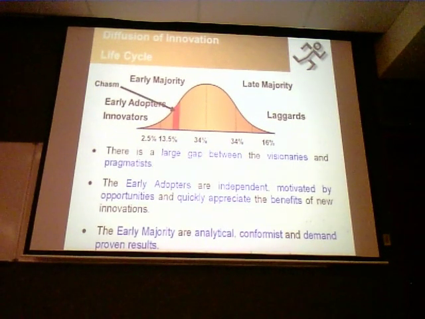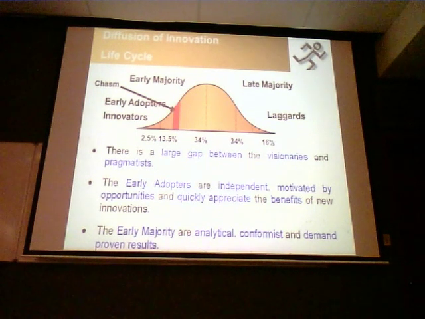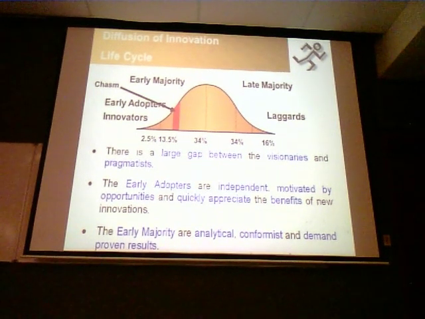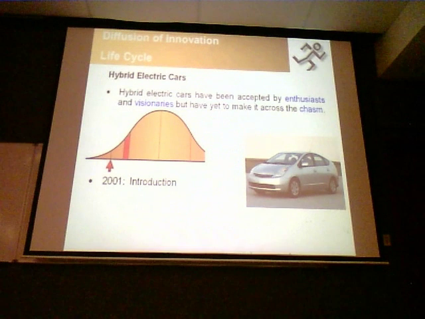Now, the curve's not clean. There's a chasm that exists between about 2 standard deviations and 1 standard deviation. There's a bit of a gap here because these early adopters are quite independent, motivated people. They're thought leaders. These early majorities are very analytical and conformist. So there's a gap because the personality types are quite different between them. That's where most of the early entrants into the market go broke at that stage in the life cycle.